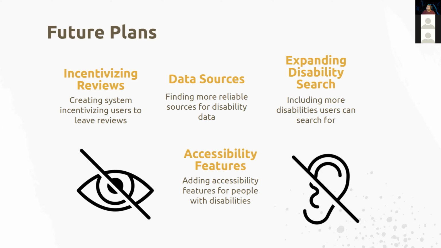And then we're going to be expanding our disability search, so users can search for more disabilities, things like accessible seating for people with disabilities, accessible cutlery if people have issues with fine motor skills, things like that. And lastly, accessibility features. We attempted to implement this, though we ran out of time. But we were going to add accessibility features for people with disabilities for our site, like changing the text sizes, possibly adding a one-handed mode, and button captioning for people using a screen reader.